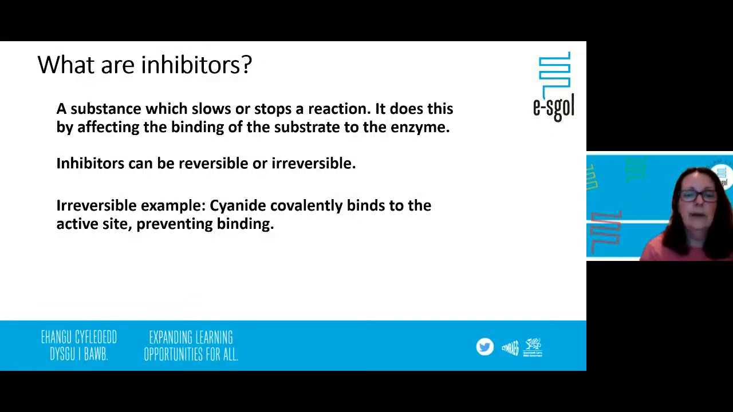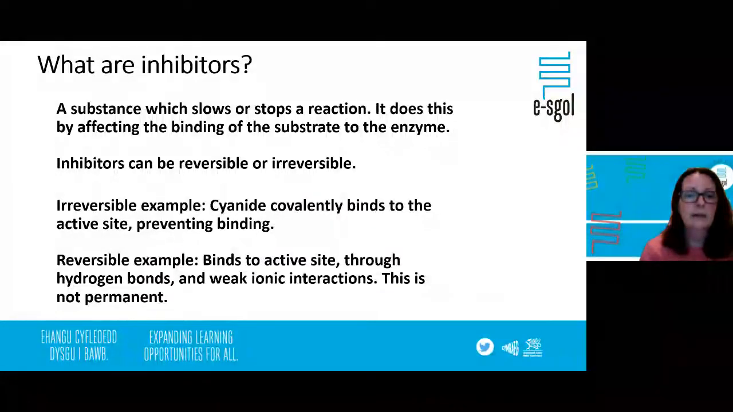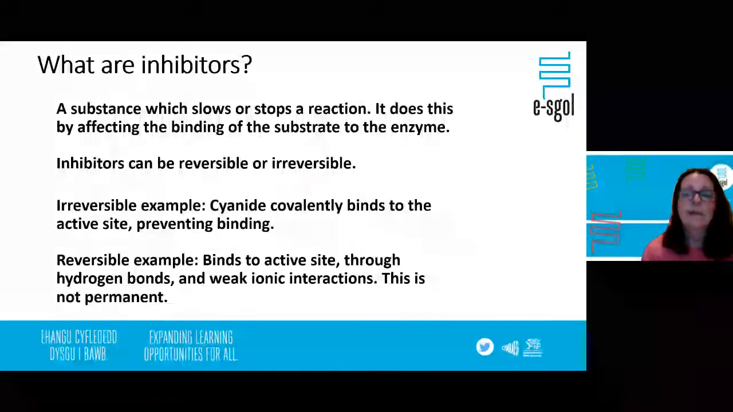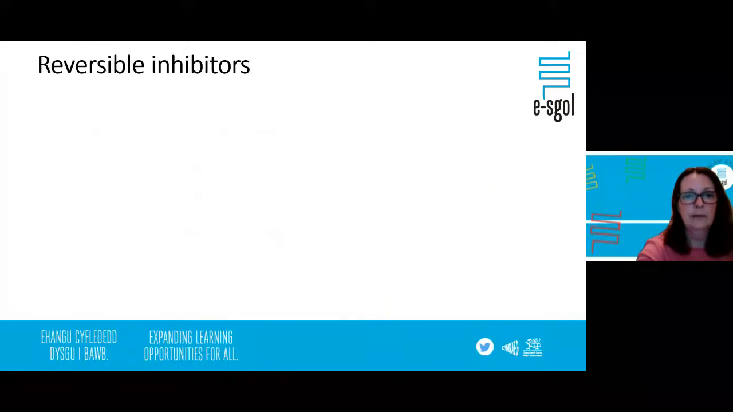So an irreversible example here includes cyanide that binds to the active site, and that then prevents the substrate binding to the enzyme. And a reversible example is when we might have a substance binding to the active site, and it is very weak here. It's not a strong bond at all, and it's not permanent, and that means that it's reversible and the enzyme can be used to increase the rate of reaction.